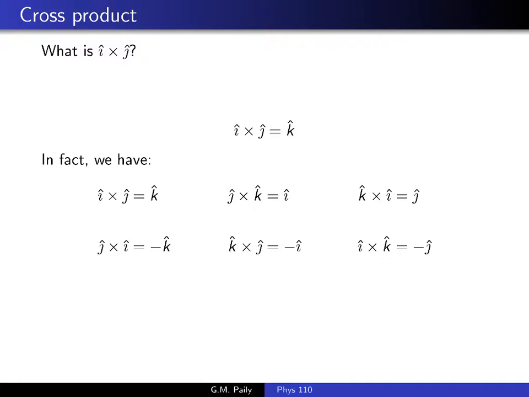Unlike the dot product, where a dot b was equal to b dot a, in the cross product the order matters, and so i cross j is not the same as j cross i. In fact, it's the opposite, or the negative. So i cross j is k, but j cross i is minus k, k cross j is minus i, and i cross k is minus j. What about the other products, such as i cross i, j cross j, and k cross k? Those three are 0.